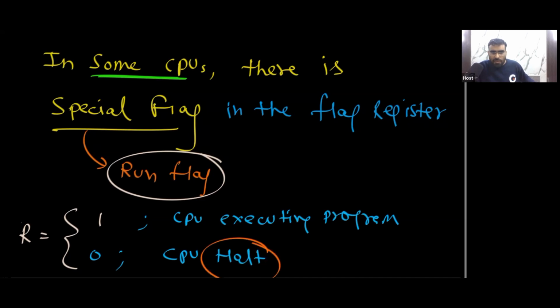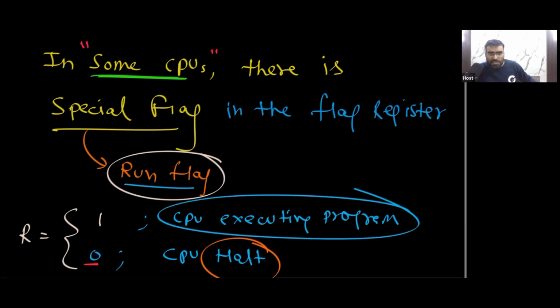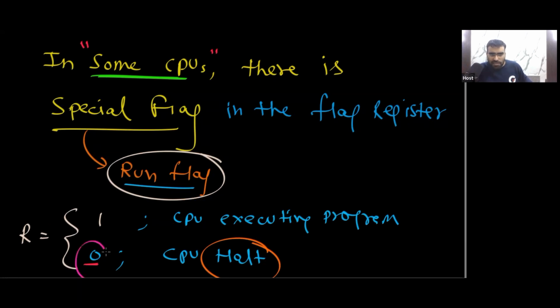So remember, for this halt instruction, in some CPUs, not in all of them, there is a run flag. The name itself is telling you, if this run flag is set, then the CPU is executing the program. And if this run flag is 0, then no program execution is going on. Is this clear?